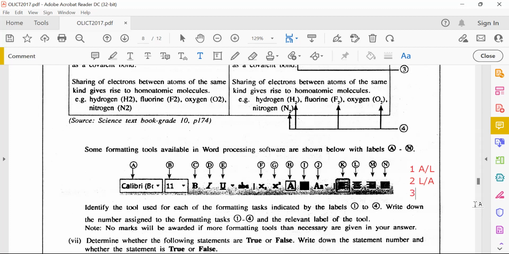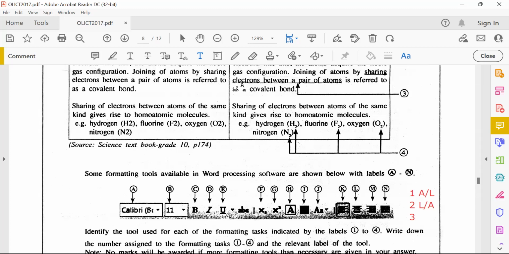Right, third one. What is the third one? It's a simple one. If you look at it very carefully, it has underlined the text. So underline means E. Fourth one, we have subscript, that is F, right? Okay, so these are the answers.